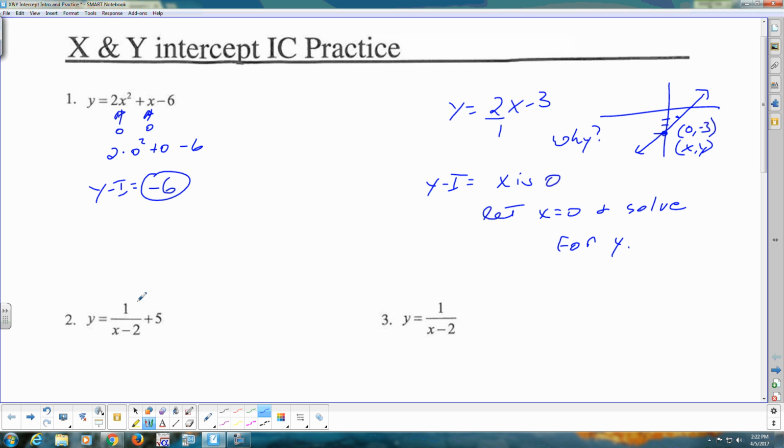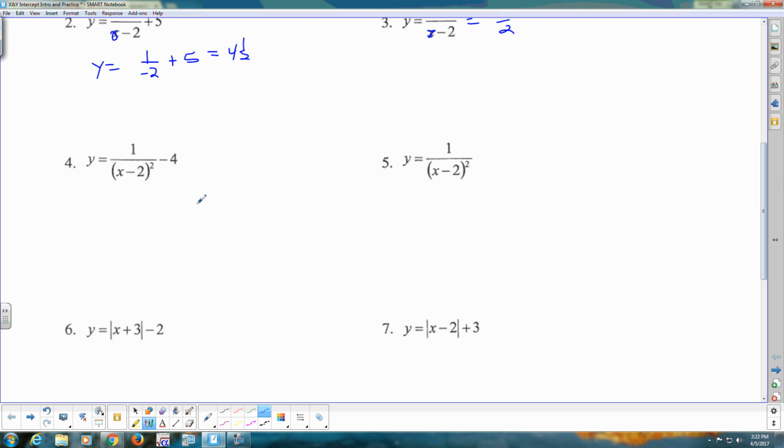Okay? So I'm going to let x be 0 here. So I get y is equal to 1 over -2 plus 5. So that's -1/2 plus 5 is 4.5. Your y-intercept is 4.5. Let x be 0. It's that easy, you guys. You're just letting x be 0.